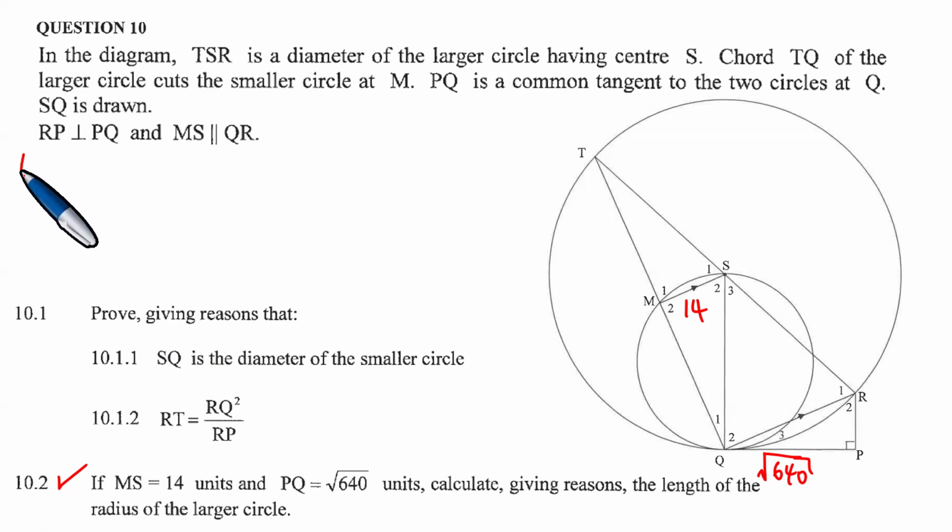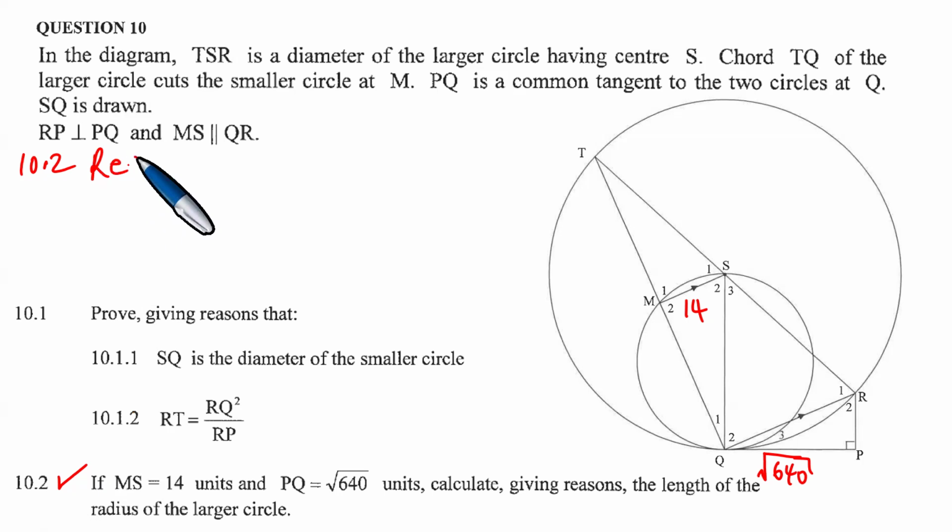So in the end, we have 10.2. Let us find the length of the radius of the circle, like TS or SR or SQ. Any distance from the center to the circumference will suffice. Let us proceed to find this one. To find these, there are a couple of things that we need to consider. First things first, we need to note the result that we're going to use.